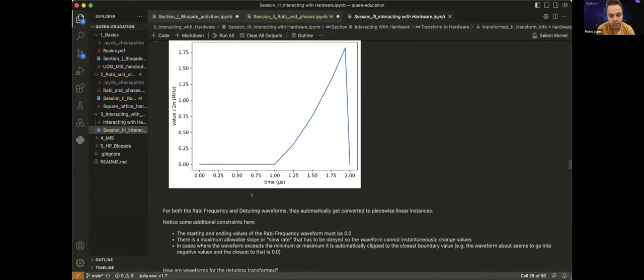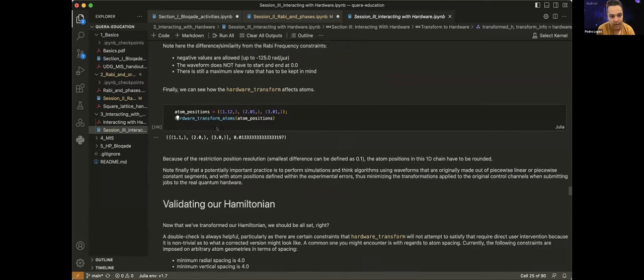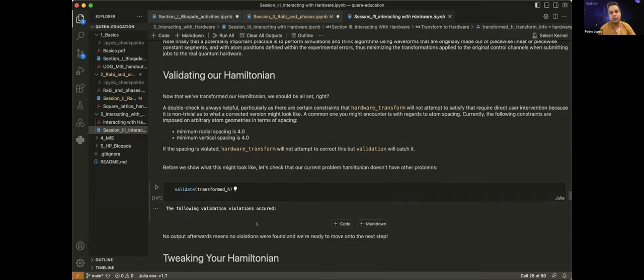After you do the transformation, you can also have a validation step. You call validate, and it will complain, for example, if you're putting atoms too close: this atom and that atom are not good. It's going to stop you from submitting a job to AWS that would just return an error when it's your turn in the queue. So yeah, Blockade is equipped for that. AWS is not as well equipped.